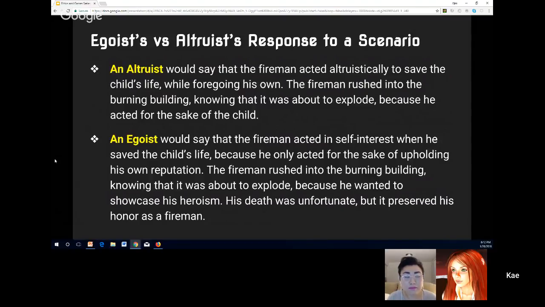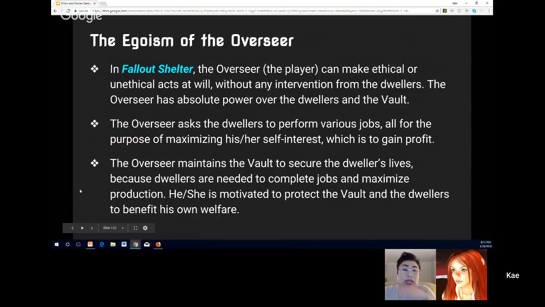The fireman rushed into the burning building, knowing that it was about to explode, but because he wanted to showcase his heroism. His death was unfortunate, but it preserved his honor as a fireman. Right. Thank you so much. As you can see, this is a complete opposition, right?